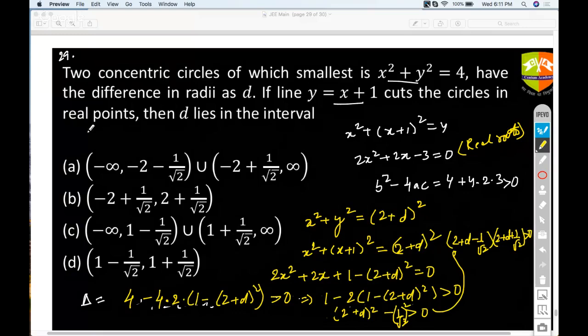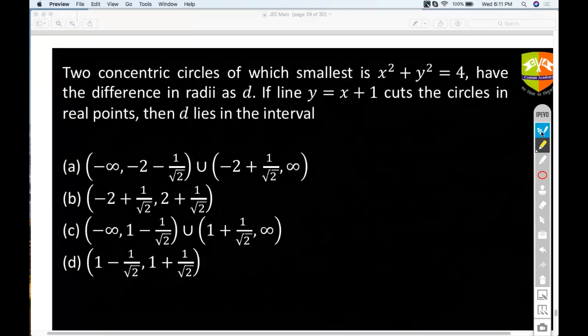Correct? So d must be greater than the greatest and lesser than the least. So d must be less than minus 2 minus 1 by root 2, and d must be greater than 1 by root 2 minus 2. So that is only given by option number A in this case. So option number A becomes the right option. I think only Purvik could answer this.